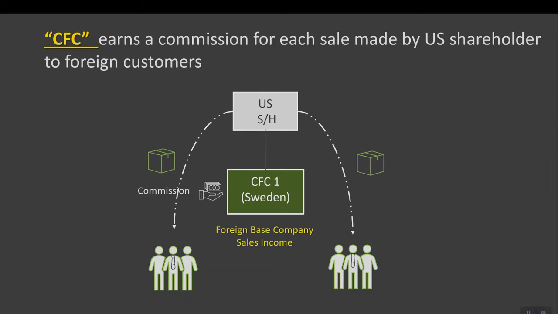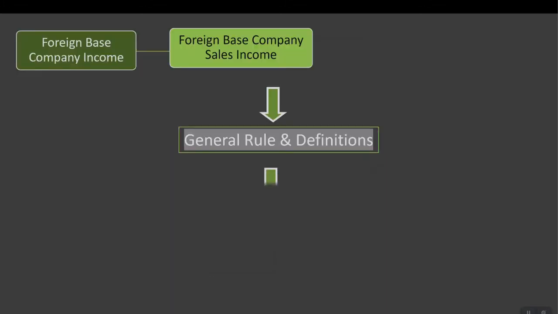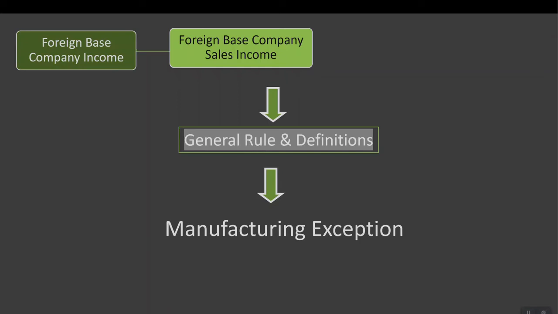In each scenario discussed, one side of the business transaction involved a related party, and one side of the transaction involved an unrelated party to the organization. All 3 scenarios are considered to have generated foreign-based company income that could potentially give rise to Subpart F income in the U.S. It should be noted that foreign-based company sales income also has an exception to the general rule known as the manufacturing exception. This exception is further discussed and illustrated in a subsequent video.